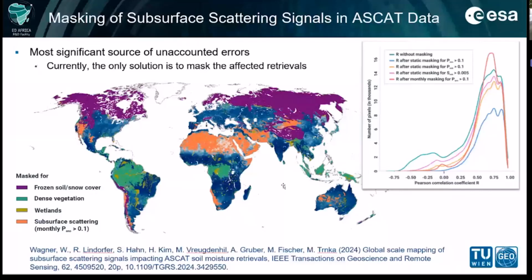So what we are now doing is providing masks that allow you to mask those areas. These are the areas here in orange. They will be changing depending on the season. Again, these are just masks. You can apply them, or you do not need to apply them. So you can test a little bit for your applications whether it's critical or not.